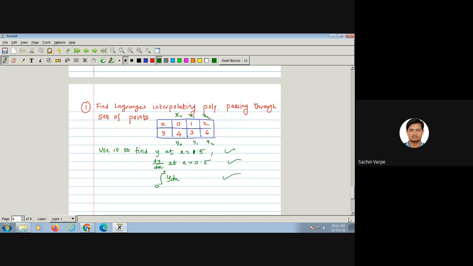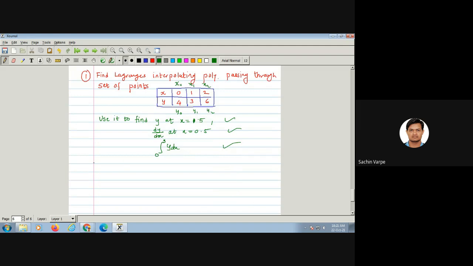Okay, so let's start the solution. First we find the Lagrange's interpolating polynomial, and then with the help of that we can get the required values. So ready?